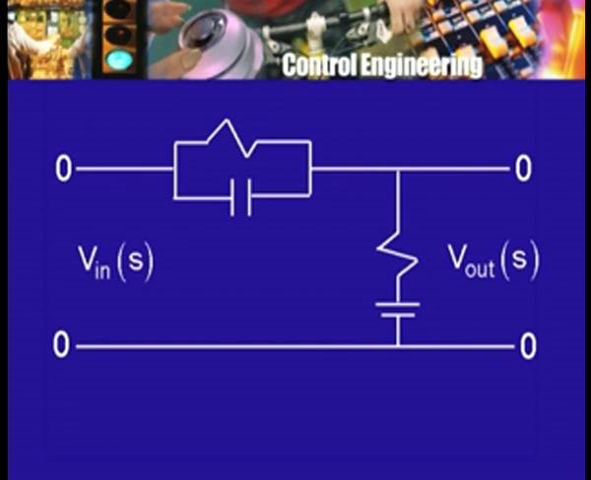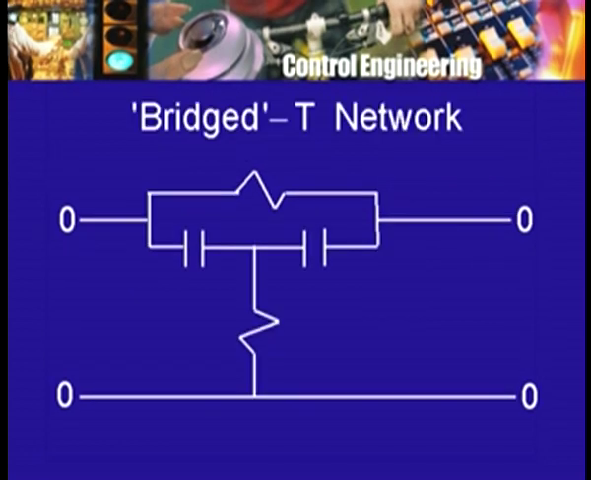And then two more examples I will quickly sketch. One is what is called a bridge T network, and there are two varieties of it. Here is a C, there is an R, and there is a R here. One end is the input, the other end is the output. This is called a bridged T network. This is the T part of it, and this is the thing that bridges it. So, this is a bridge T network.